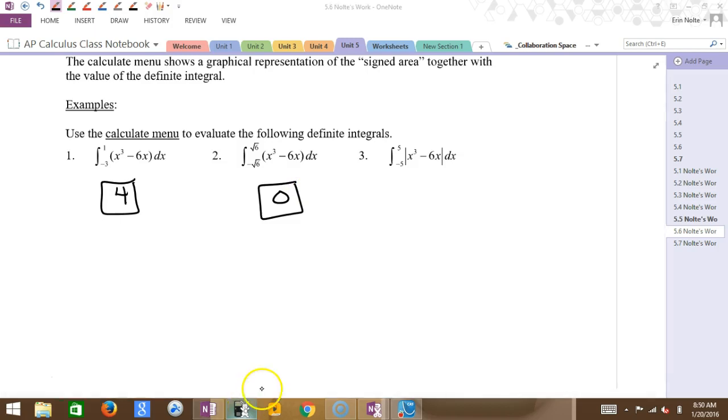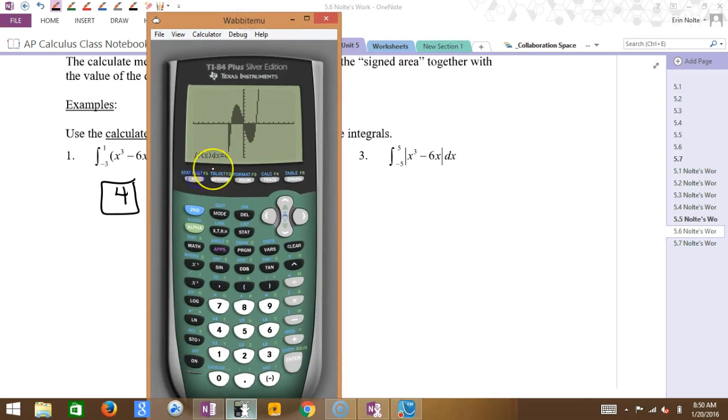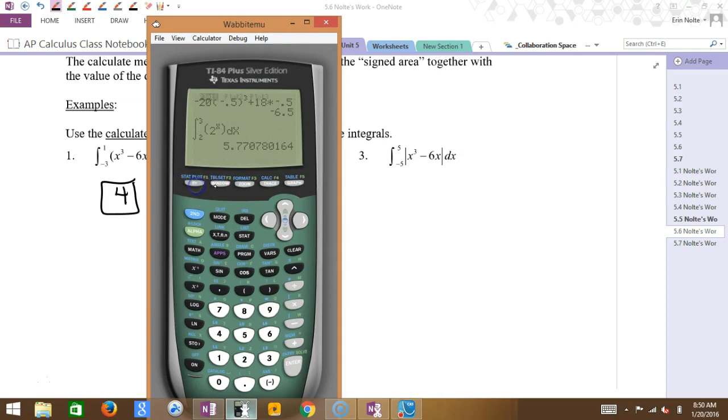Okay, so for question number 3, we need to go back and readjust our function because now they have the absolute value. So go back to the y equals. This time you're going to insert absolute value. There's 2 ways to do that, by the way. You can hit math and go to number, and I'm going to hit abs. Or you can hit alpha window, and it's the first option. So I'm going to insert abs, x to the third minus 6x.